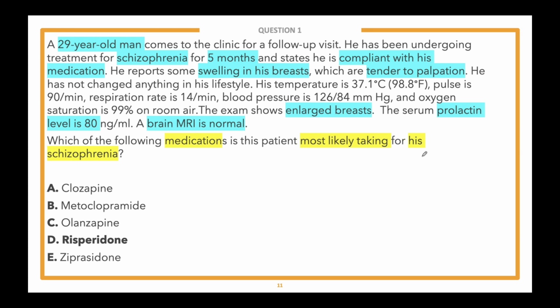Answer choice B, metoclopramide. Now, metoclopramide can cause symptoms similar to what this patient has experienced, but it's not used for schizophrenia, okay? So that's the key differentiating factor, is that this patient would most likely not be taking this for treatment of schizophrenia. Answer choice A, clozapine. This is also an atypical antipsychotic, but again, not usually causing the side effects that this patient is experiencing. Side effects you should be on the lookout for with clozapine include weight gain, lipid changes, orthostatic hypotension, and also notably agranulocytosis.